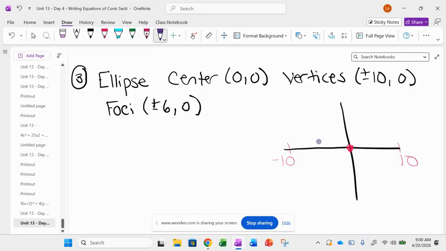They told us the foci are negative 6, 0 and positive 6, 0. And this clarifies for me that this is a horizontal ellipse. How do I know that this is a horizontal ellipse? Because the foci are always on the major axis. The foci are always on the major axis. So I could write that down for you guys.